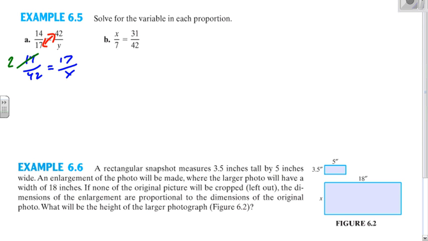So we would get 2, and 6 times 7 is 42. So we get 2 and 6, which can actually go one step further and make 1 and 3. So when we multiply, we get 1 times y and 3 times 17. 3 times 17 is 51, so y equals 51.